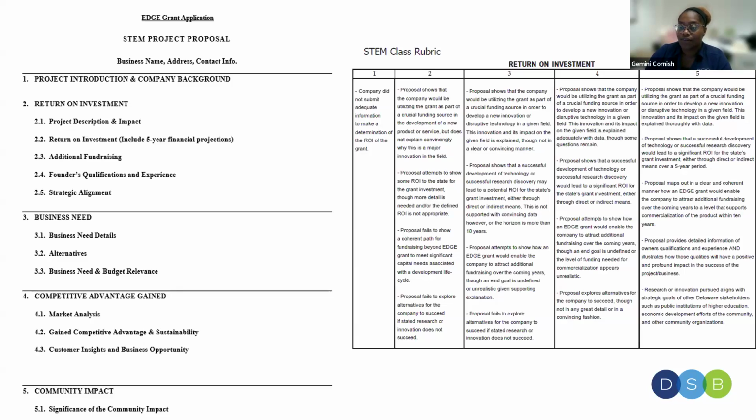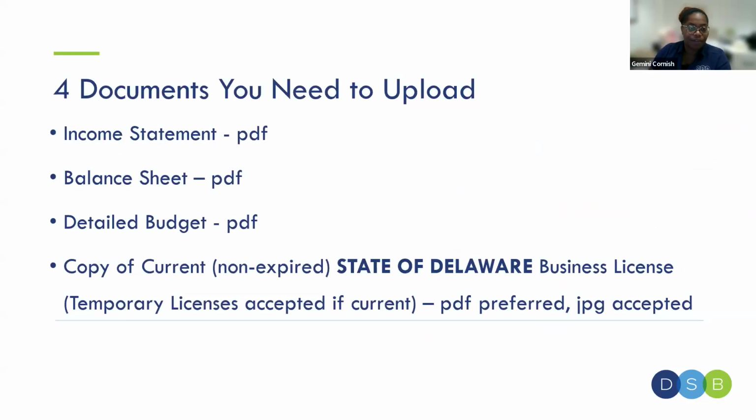2.4, founder's qualification and experience. The proposal provides detailed information of the owner's qualification and experience and illustrates how those qualities will have a positive and profound impact on the success of the project and or business. And then we have 2.5, the strategic alignment. The research or innovation pursued aligns with strategic goals of the Delaware stakeholders, such as the public institutions of higher education, economic development efforts, and other community organizations. And that's it for the STEM entrepreneurial template and rubric.